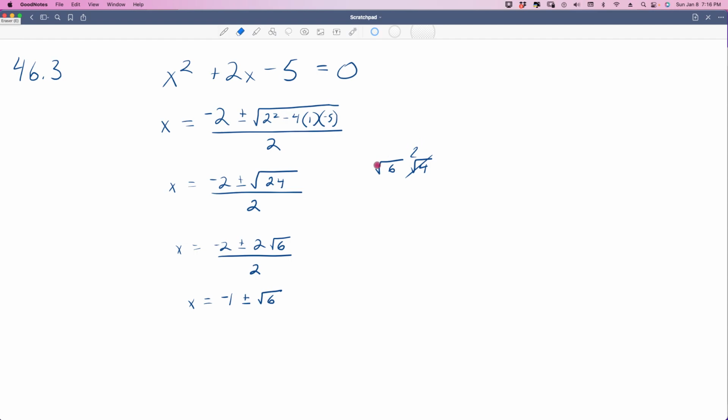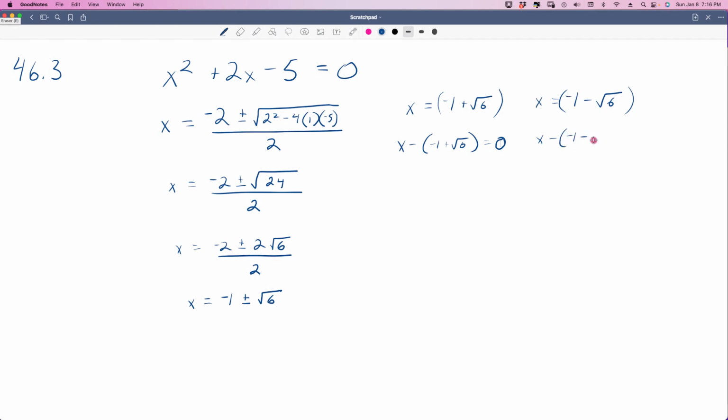I'm going to erase this. We don't really need that anymore. So we have x is equal to negative 1 plus the square root of 6. x is equal to negative 1 minus the square root of 6. Treat that as a whole term and subtract it from both sides. x minus negative 1 plus the square root of 6 is equal to 0.